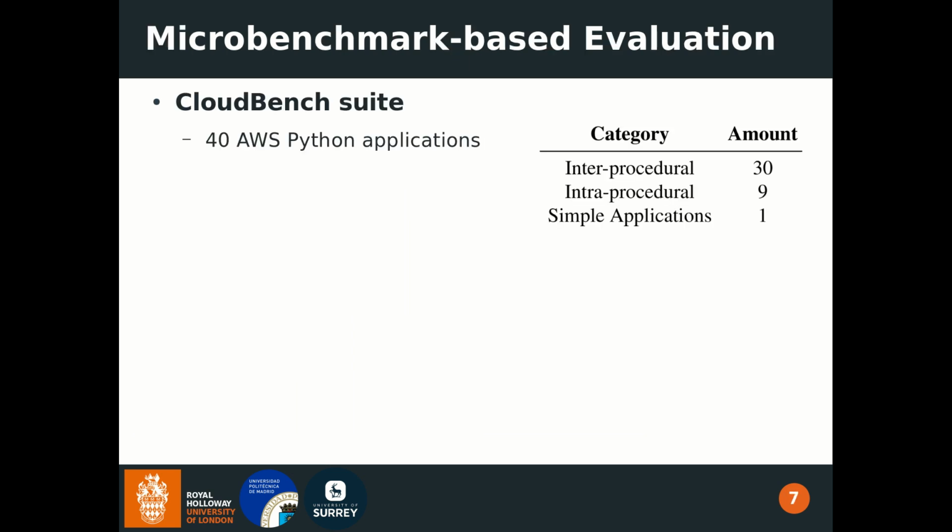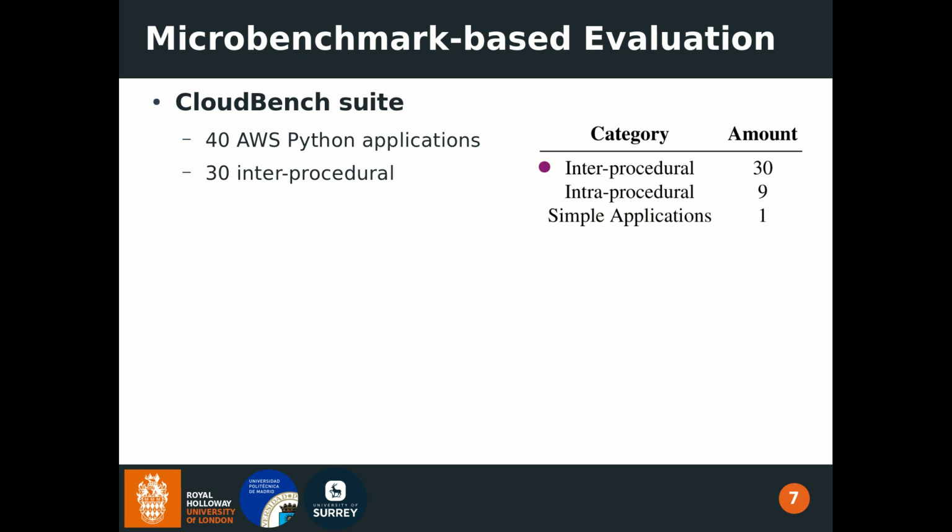So, how did we evaluate CloudFlow? Since all the existing serverless benchmarks are focused on platform performance and cost effectiveness, the first step was the development of CloudBench, a new suite of security-oriented micro-benchmarks. CloudBench includes 40 AWS Python applications.